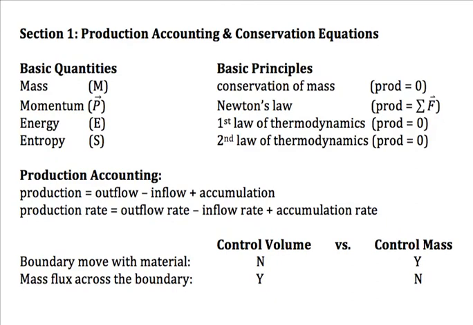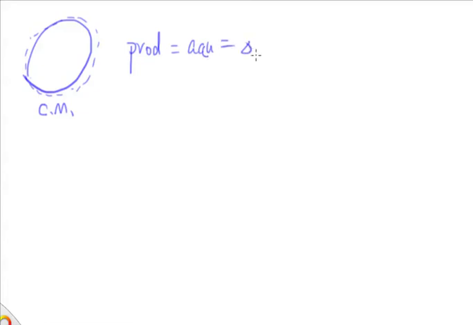So let's apply the production accounting to the basic quantities to get a mathematical equation for the basic principles. Depending on whether we choose control volume or control mass, we can have different representations of the system, but both can be correct. So let's start with conservation of mass. Let's start first with control mass. Suppose this is a system, and since there's no mass flux across the system boundary for a control mass, production accounting basically tells us that production equals accumulation equals delta M, the change of mass in the system, equals 0. So that's very simple.